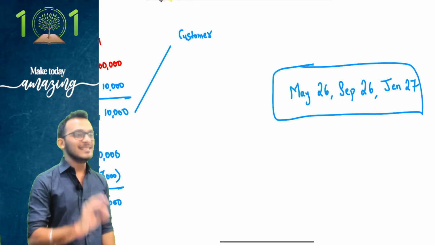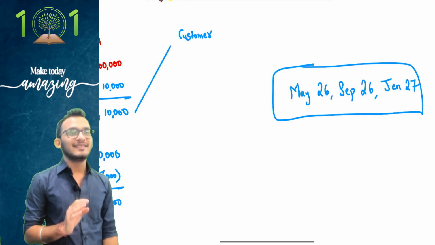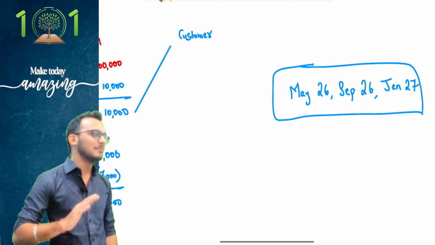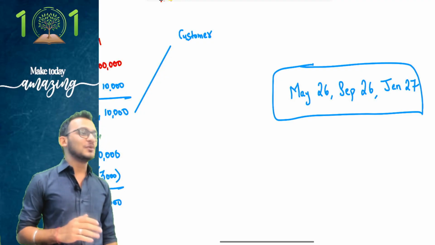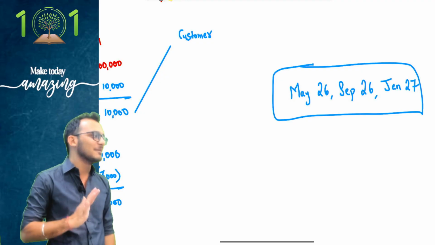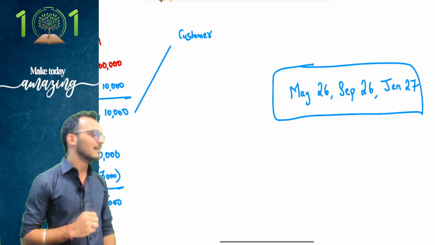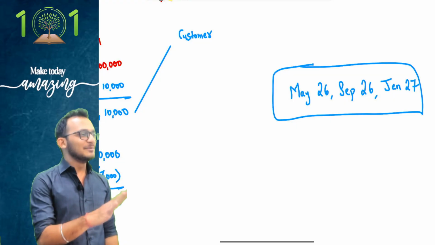September 25 CA Inter was the worst paper ever. Worst paper ever. In the last 10 years of history, never had that paper come. Right? They literally ask you questions where you don't even know where it is coming from. Even faculties were thinking, kaun sa question paper aa gaya? Right? So this was the worst attempt, but which also means good news. Next attempts will be manageable.